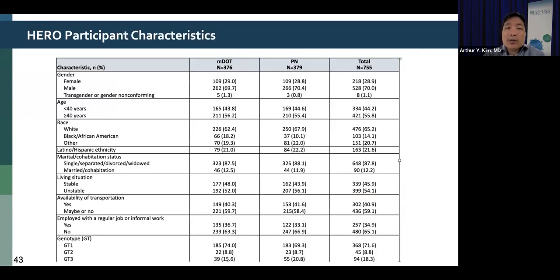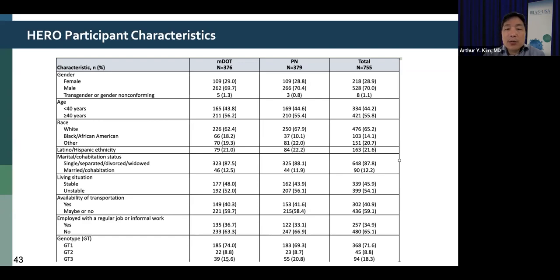Who were randomized? And so you can see that there was a good, reasonable representation of females, who are very much, especially amongst the younger crowd, involved in the opioid epidemic. You can see that there were a number of people who were younger than 40 years and predominantly white, with some representation of both Black individuals as well as those describing Hispanic ethnicity.